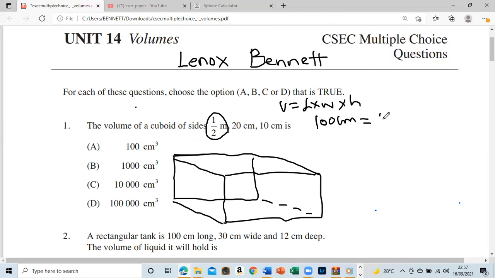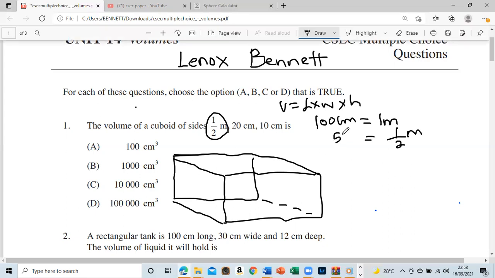You see how important primary school is. 100 centimeter equals 1 meter. So half of this would basically be half of 100. Come on, you guys know that. It's 50, so it's 50 centimeter.